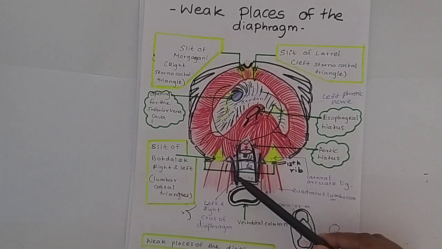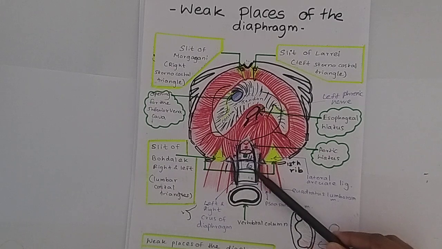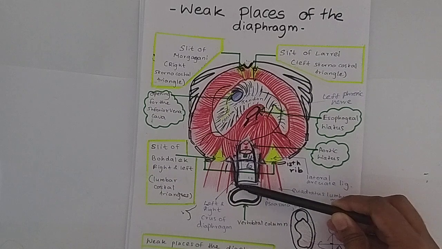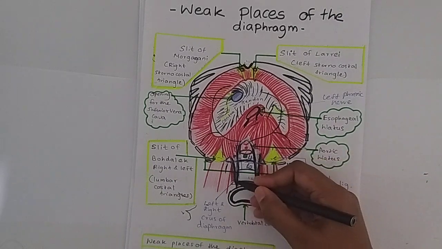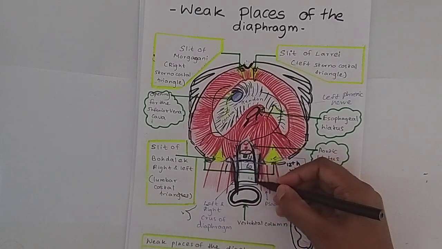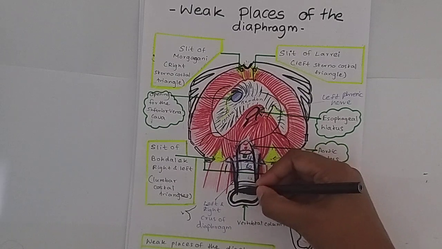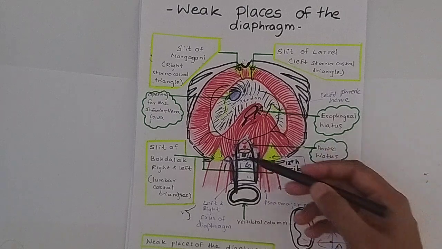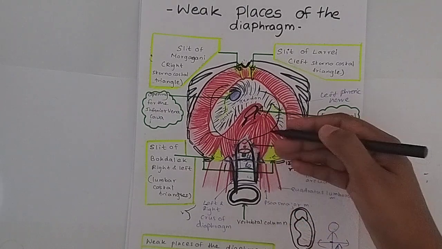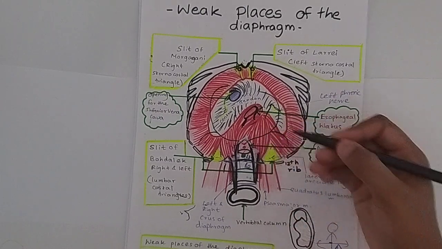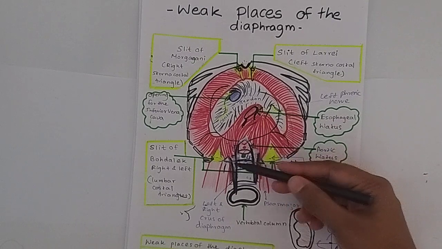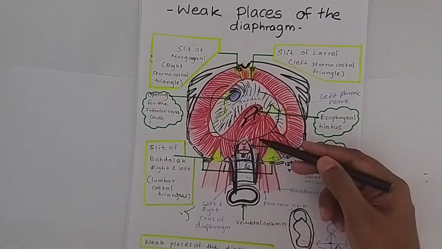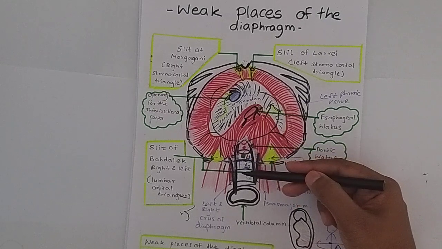The crus has a right and a left part. Actually the right crus is arising somewhat lower, coming downward, and the left crus is arising somewhat higher than the right crus, okay? And these crura attach the diaphragm to the vertebrae, okay?